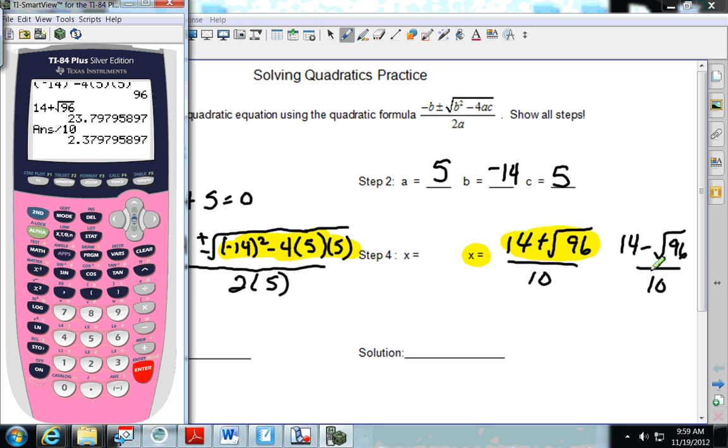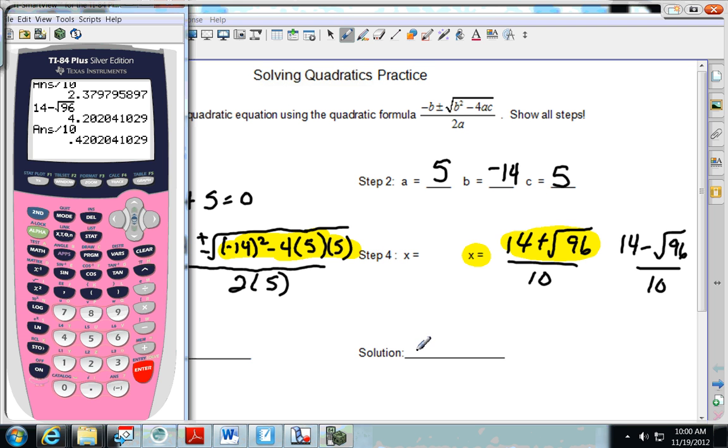I'm going to go ahead and do the other one, which is 14 minus the square root of 96. Press enter. Divided by 10. Enter. So my two solutions, I've got 2.38 and 0.42. So let's see, 0.42. And the other solution is 2.38.